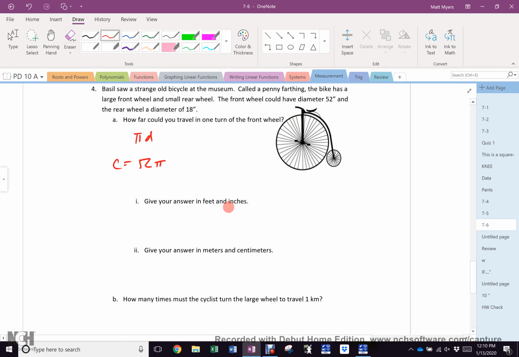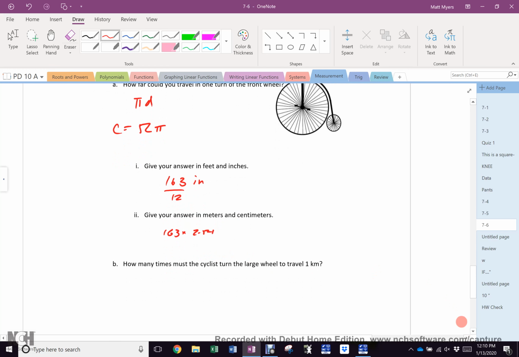I need that answer in feet and inches. Well, 52 pi is 163 inches. Divide by 12, figure it out. Meters and centimeters: get the inches, convert it to centimeters. 163 times 2.54. Excuse me. 1,000 meters divided by how far he would go. And I believe it is 4.14 meters.